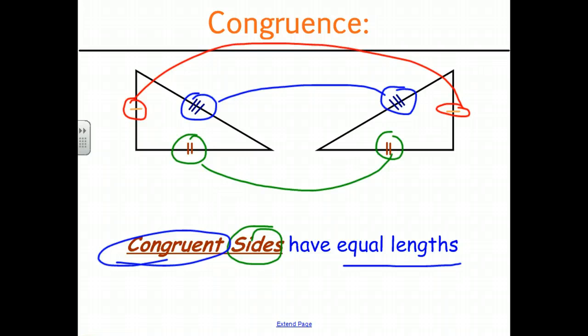Now, before we go on, I want you to stop and think. You don't have to pause the video. I'll give you about 10 seconds here. I want you to stop and think, if congruence with sides means that they have an equal length, what does congruence with angles mean?